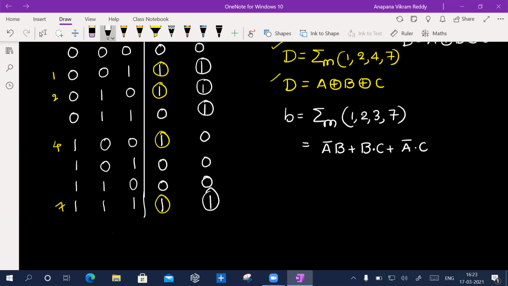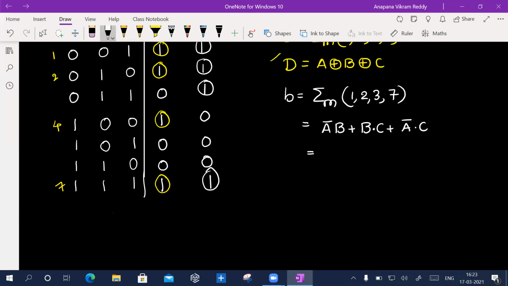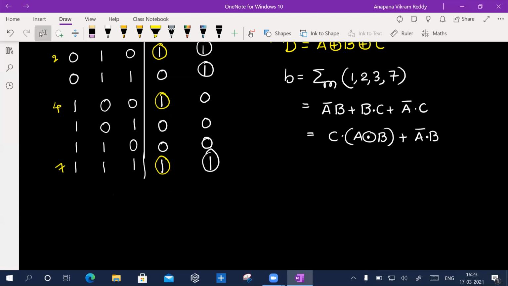Okay, we'll see this. You can also write this one like this: A XNOR B dot C. Yes, very good. So this is C and A XNOR B, or A complement B. So we will check it first, okay? So I can write this one this way.